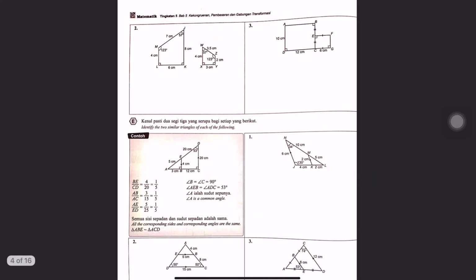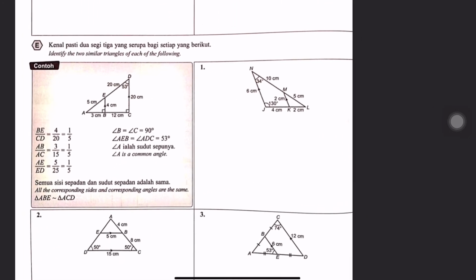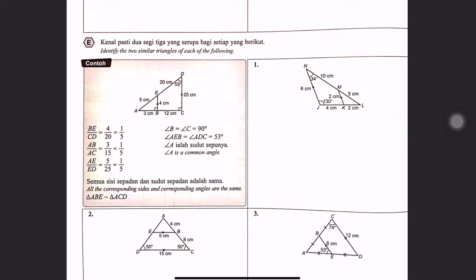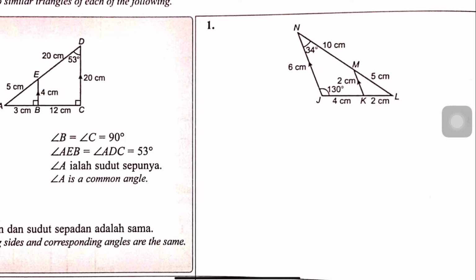For number 2 and number 3, I want you to do it yourself. Next, let's look at E. Identify the two similar triangles of each of the following. Let's try number 1.